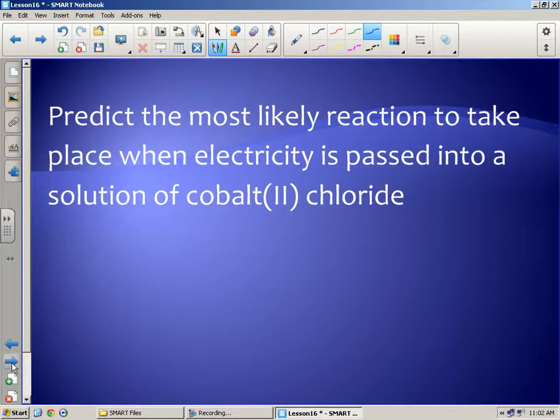Key words here, like once again, what was I talking about? I said look for key words, right? How do you know what kind of reaction this is? When electricity is passed into. So when you think about this one, you're thinking about electricity. Hey, that's got to be an electrolytic cell, because I'm putting electricity into this.